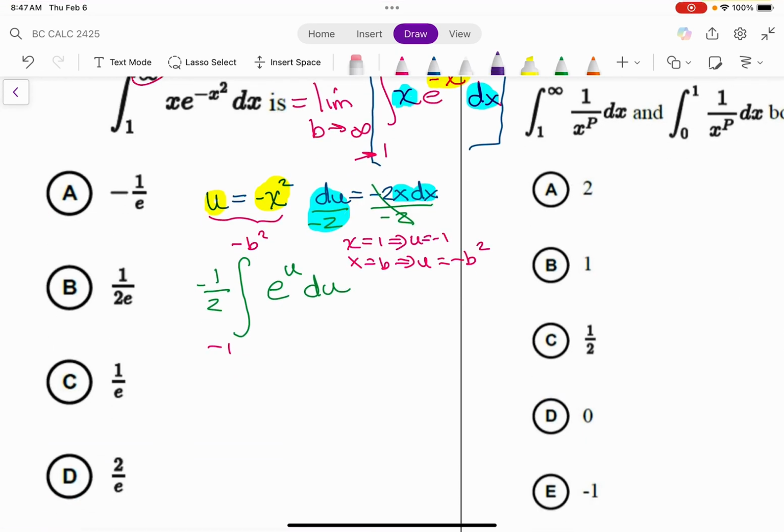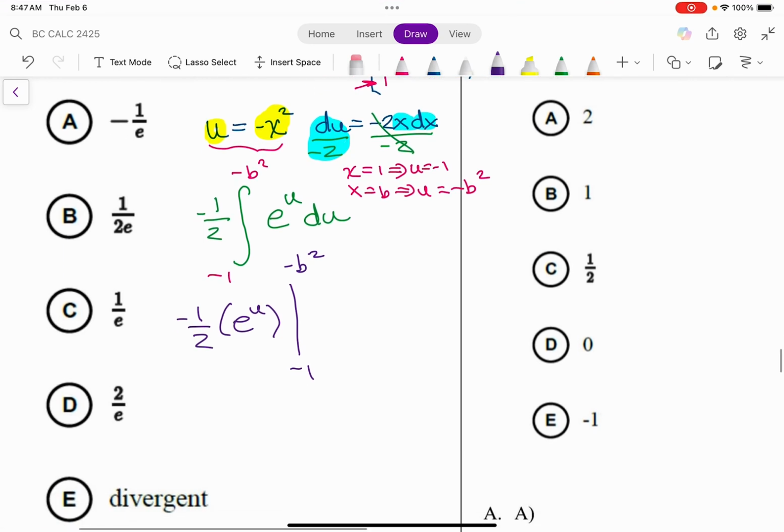But now this antiderivative is easy. So this is the negative 1/2. The antiderivative of e to the u is e to the u, evaluated from negative 1 to negative b squared. Okay, and so this becomes negative e to the negative b squared divided by 2, minus negative e to the negative 1 over 2.